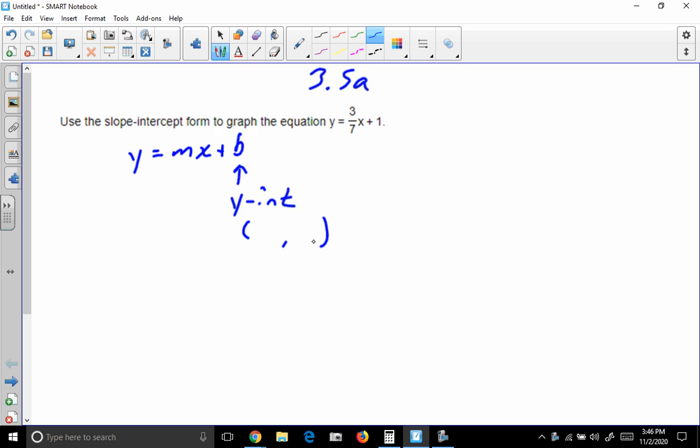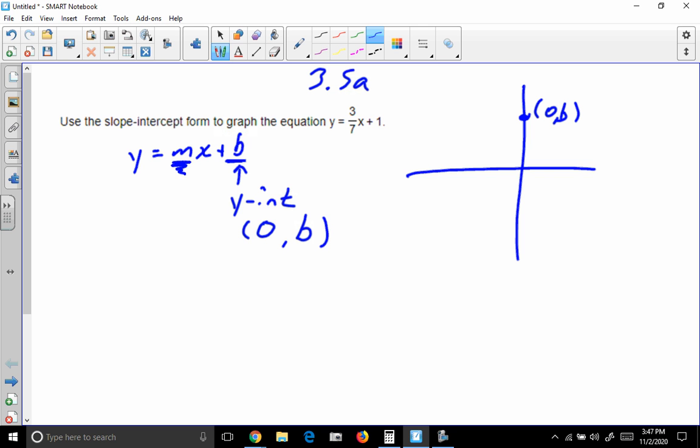A point on the y-axis has an x value of 0. If we're on the y-axis, we've not gone over any. So any point on here, the x-coordinate is 0. So the number that doesn't have an x by it, that tells us the y-coordinate of the y-intercept. And then the coefficient of x tells us the slope.